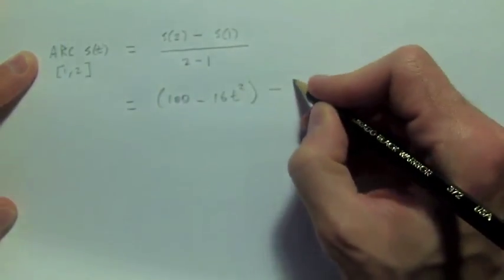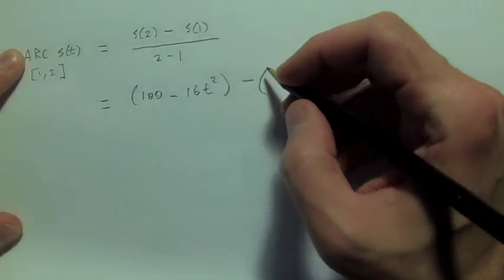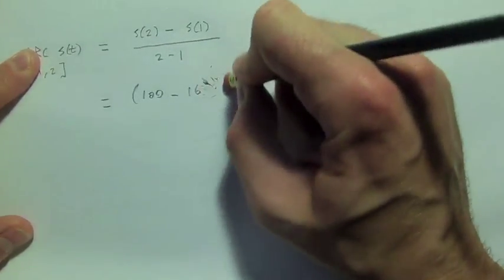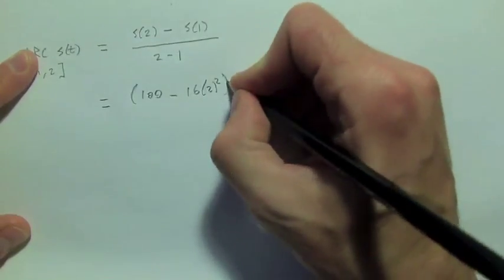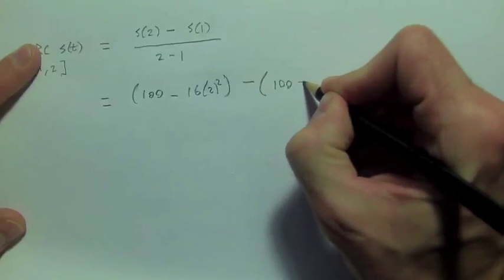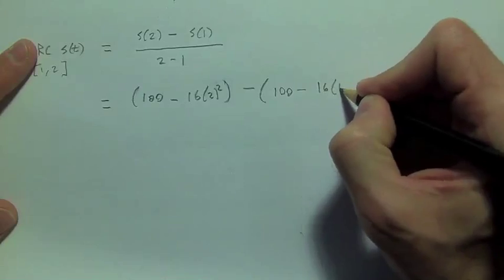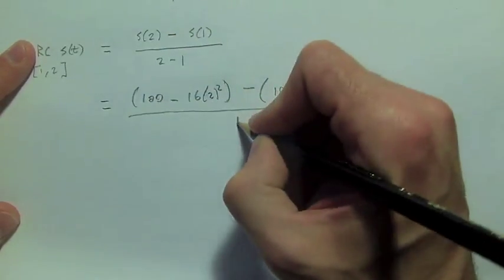I recommend putting both of these pieces in parentheses, otherwise you might mess things up, because this piece, whoops, and we know what our t is. Sorry, that's 2 squared. Okay, and so this will be 100 minus 16 times 1 squared, all over 1.